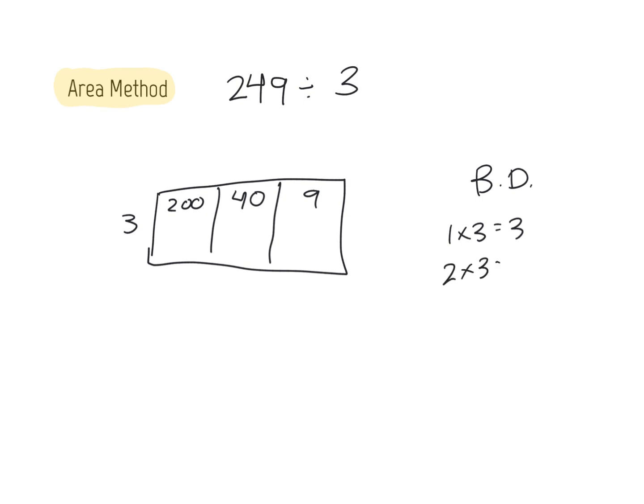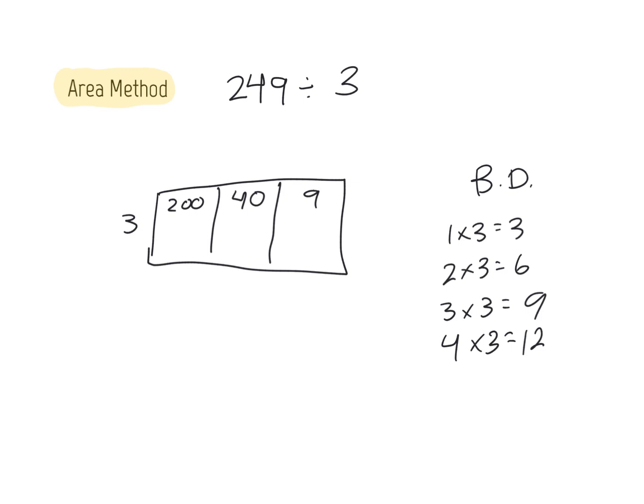2 times 3 is 6. 3 times 3 is 9. 4 times 3 is 12. And I'm just going to keep going until I can find one of these numbers that will help me know how many times 3 goes into 200. And I'm getting close. Like right now I see a 12, and right here I see a 20. I'm going to keep going to see if I can get one of these numbers close to 20.